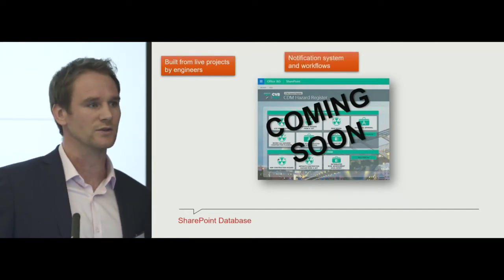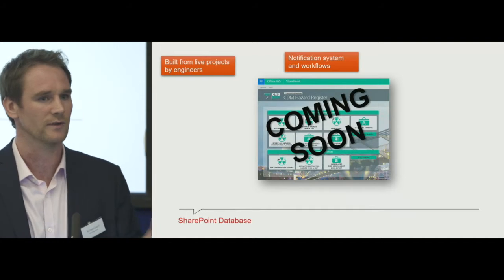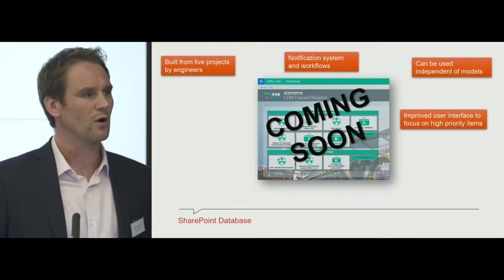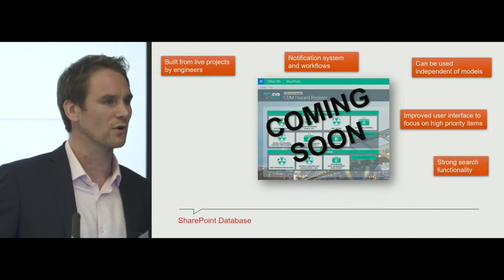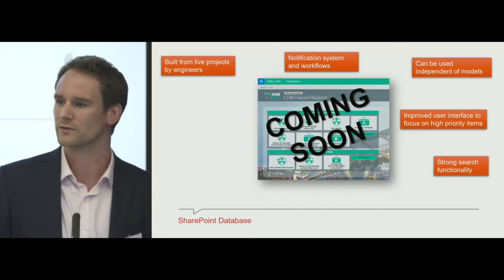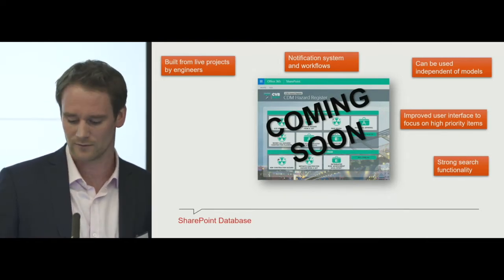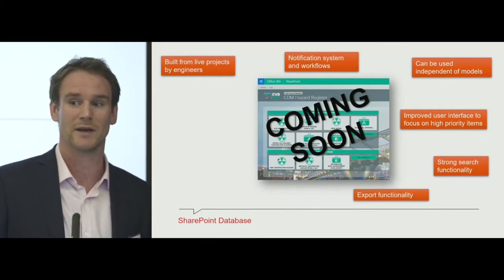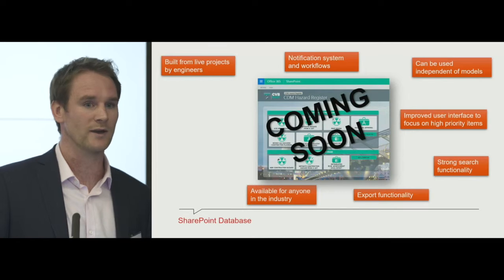Other key things: a notification system, and a workflow to communicate from the designer through to the contractor, incorporating temporary works, and then through onto operations. It can be used independent of models. We've really thought about the end user. It's got to be really simple to use, so we've worked on the user interface. Strong search functionality was a particular problem. On some of these projects we've got 4,000 plus risks, and we need to identify these hazards quickly in our risk reduction and coordination meetings. Export functionality, because in many cases this will probably have to work with legacy systems that are already there.